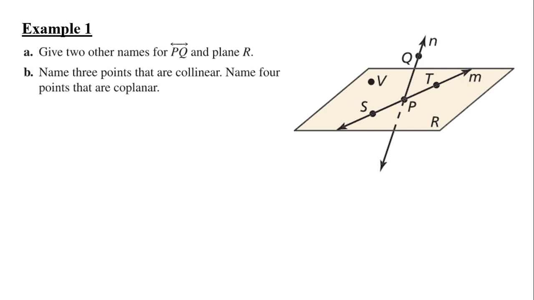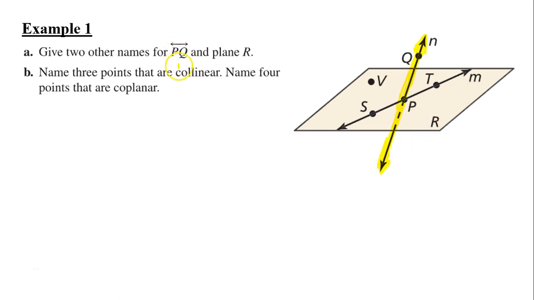Let's try some. So A says give 2 other names for line PQ and plane R. This might cause a little bit of confusion right here, right? Plane R. When we name a plane, we do it with a capital letter in one of the corners of the plane, and that might get confusing because there are other capital letters around here, but notice all the other capital letters have dots with them, so those are all names of points. But the R doesn't have a dot, but it's in the corner of the plane, so that's how we label this plane to be plane R.